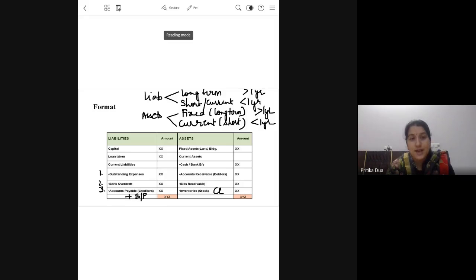So on the left hand side, this is a statement. On the left hand side, you have all the liabilities, and on the right hand side, you have all the assets held by the business. So on this basis, we have practiced two simple questions without any kind of adjustment. Okay. Now we move to a higher level, that is preparation of final accounts with adjustments.